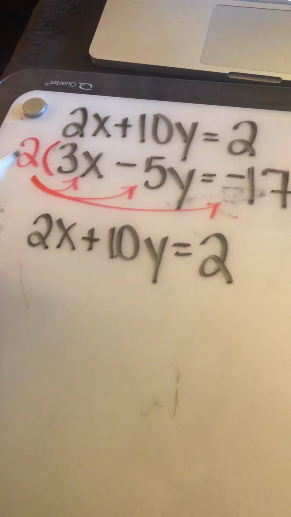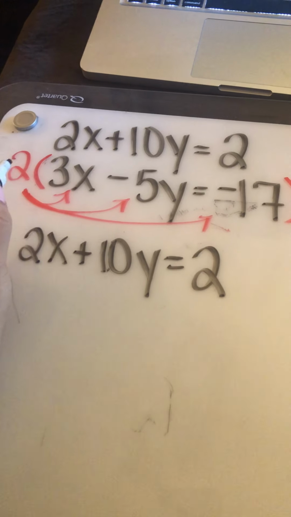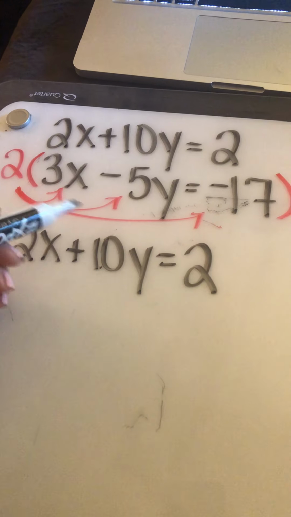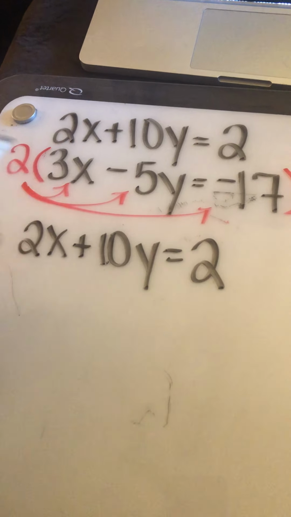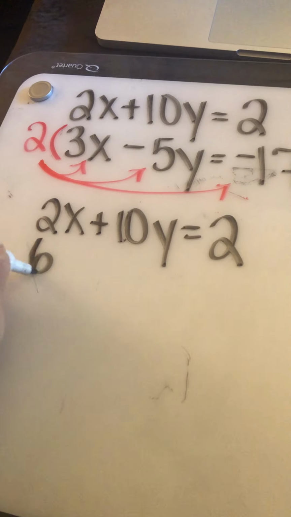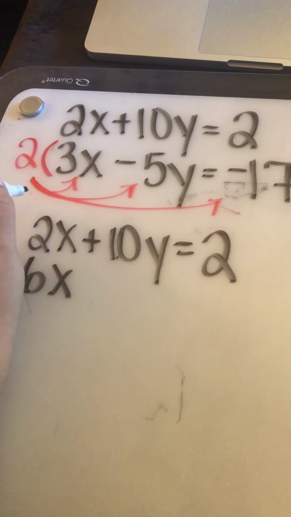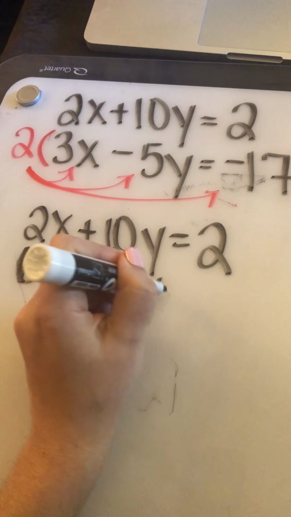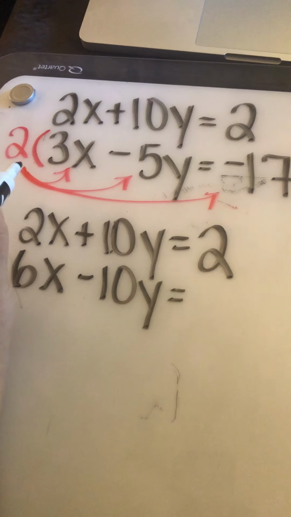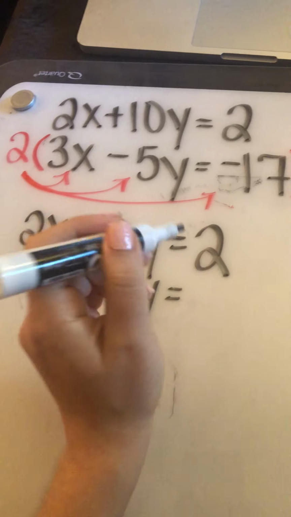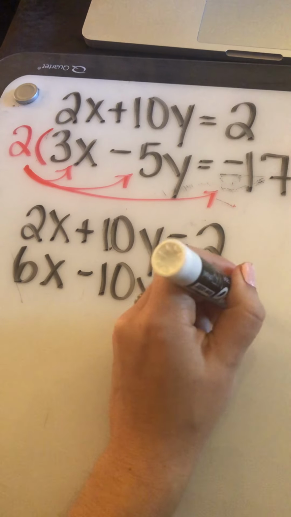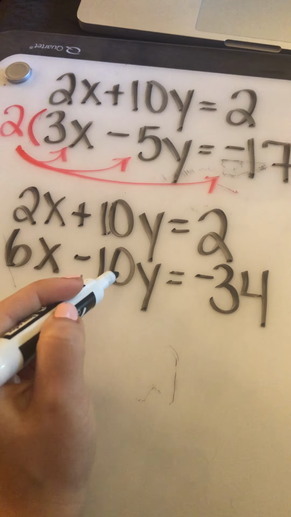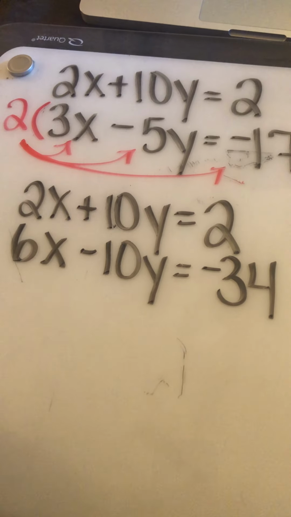Okay? Now, after I multiply this entire second equation by 2, let's rewrite what that would be if I took this equation and I doubled it. So 2 times 3x would give us now 6x. 2 times negative 5y gives us negative 10y. Bring down my equals. And 2 times negative 17 will give us a negative 34.